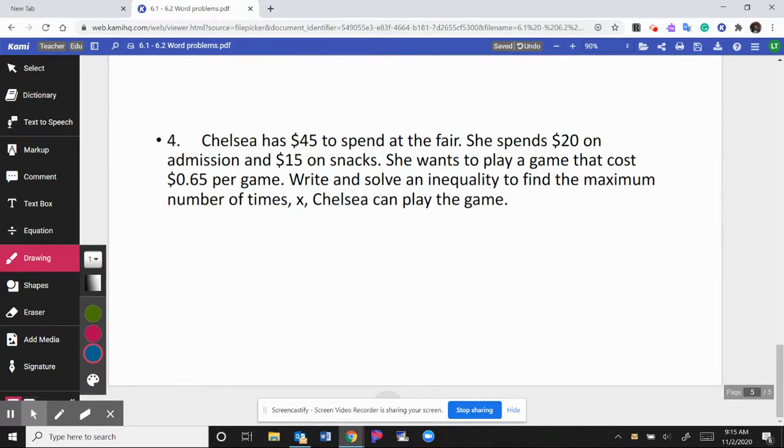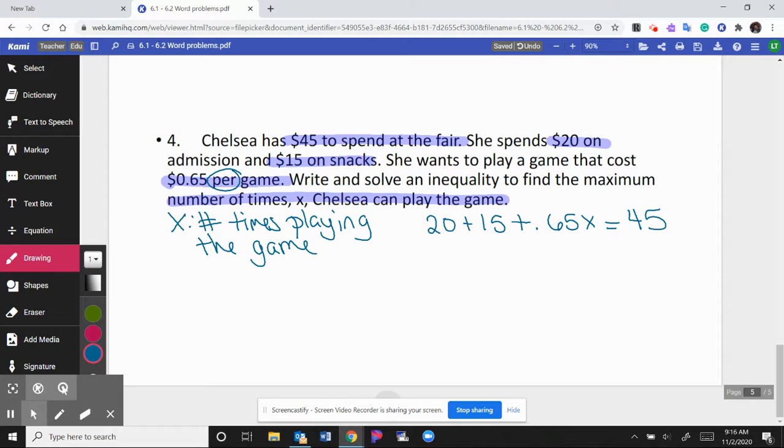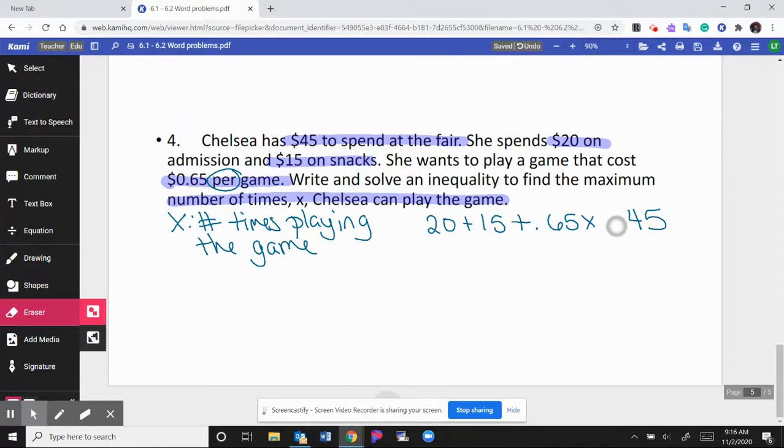All right, last one here. I want you to now go through, underline your key information again, see what you can set up. All right, so hopefully this is about what you have. This one's just a little bit different because we have Chelsea going to the fair, and she's spending $20 on admission, $15 on snacks, and 65 cents per game. So we really have these three things on the left side here, and then my equal sign here. I want to know what inequality symbol should go in there.